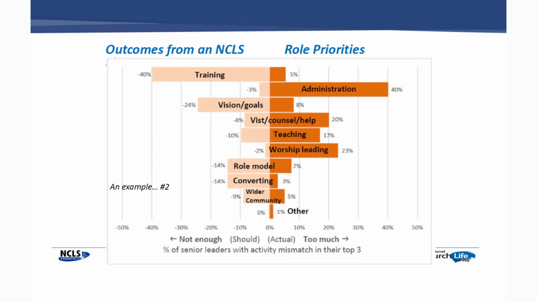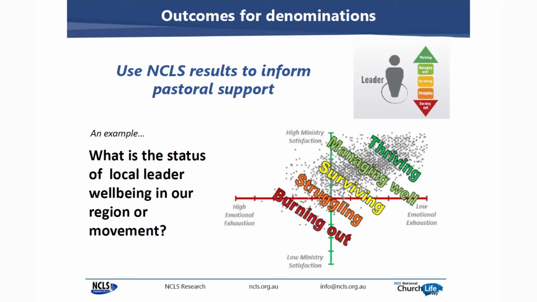What is it in your movement? Look at the percentage of people who feel they should be doing more training. I'm not doing enough training of other people. You may be sitting there saying, but I want them to be doing training. I'm frustrated because more of that isn't happening. Here are local leaders in a movement saying, yeah, I want to be doing that too, casting vision, etc. So these are the sorts of outcomes that the leader survey can lead to.